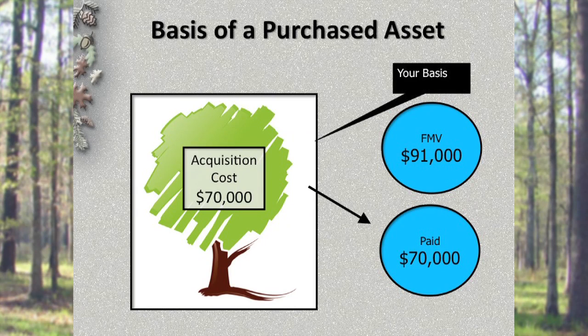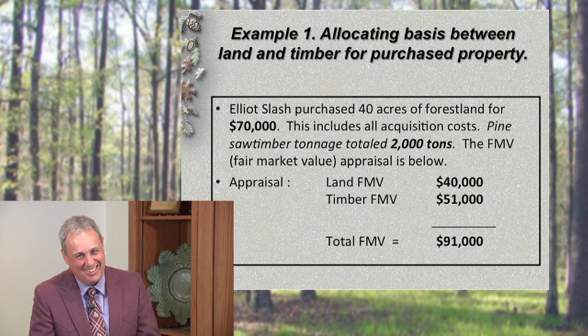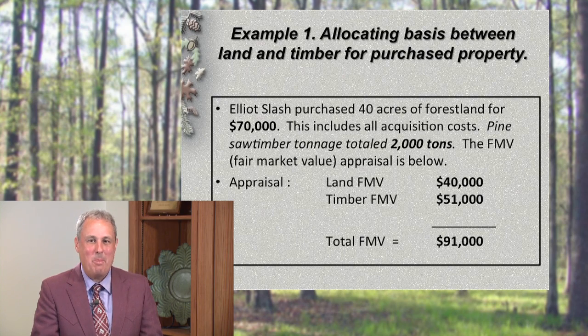A purchased asset, the amount of money that you have in your basis depends on how much you paid. The total acquisition cost is your basis. Now, typically you buy land and timber together, and therefore it's tough to figure out how much goes into the land and how much goes into timber. There's many ways that people have done this, but there's only one way the IRS likes you to do it, and that's what we call allocation based on fair market value.